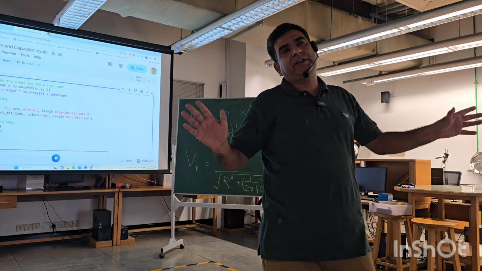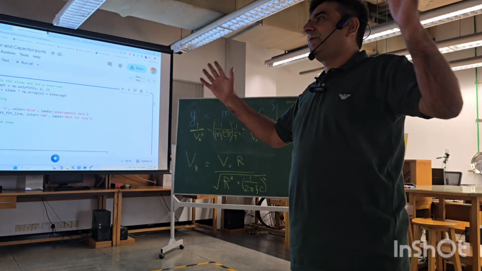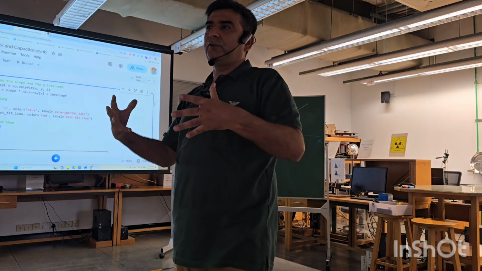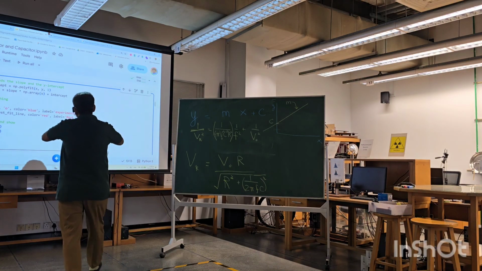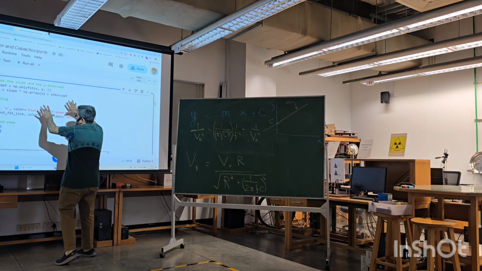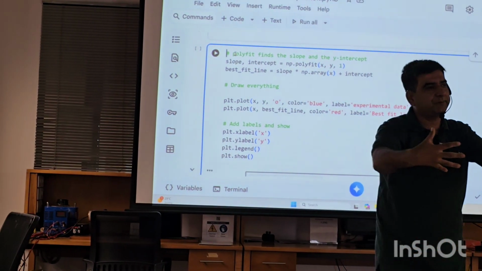Whatever work you do in this lab, this is the process to follow. So try to find the best fit line and plot the best fit line and the data all together in the same graph.